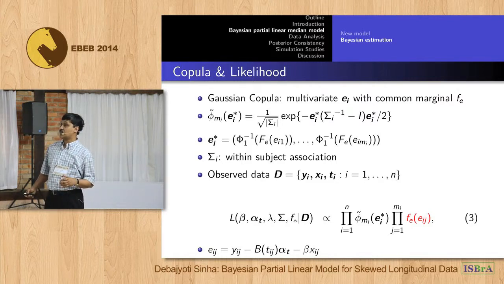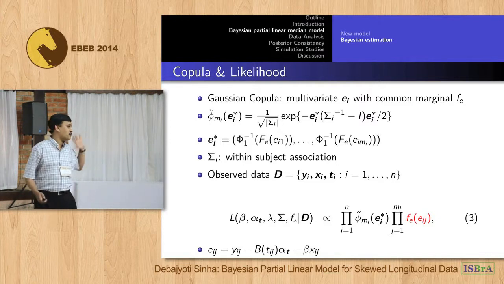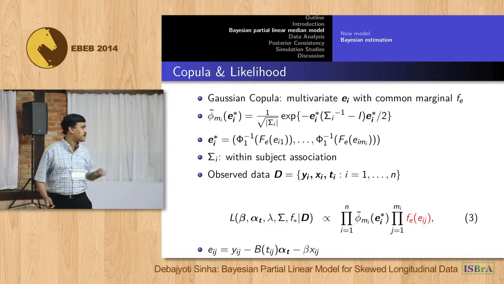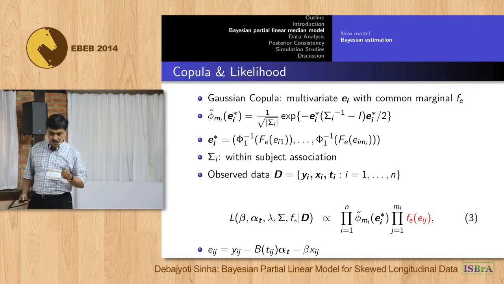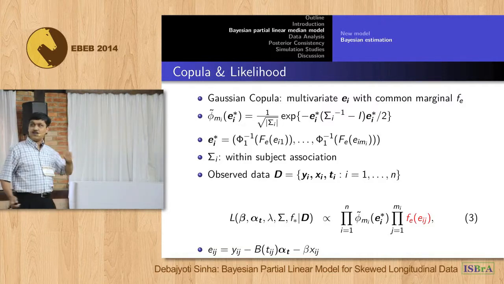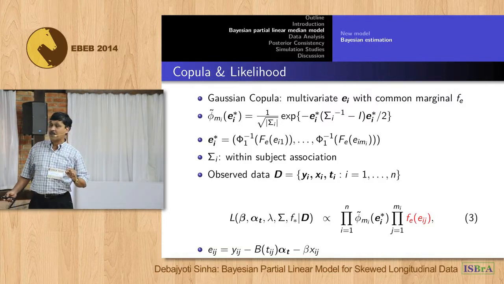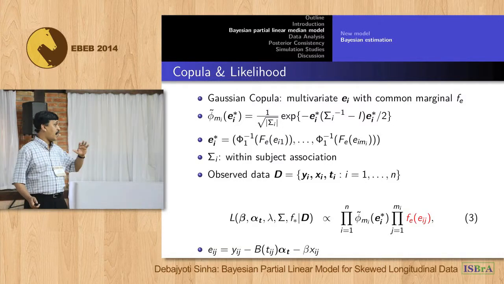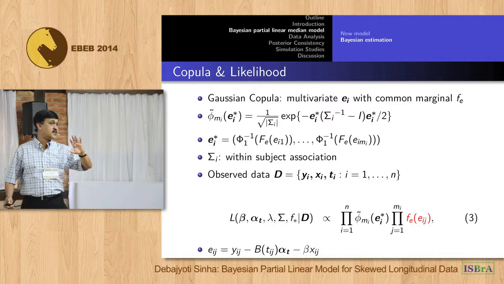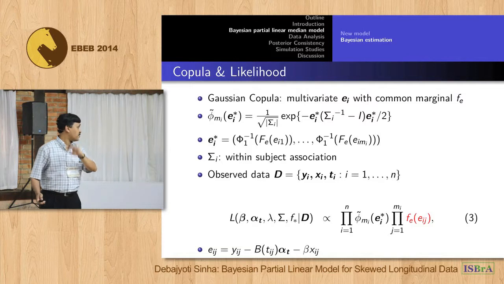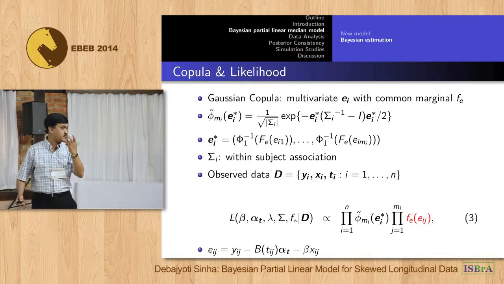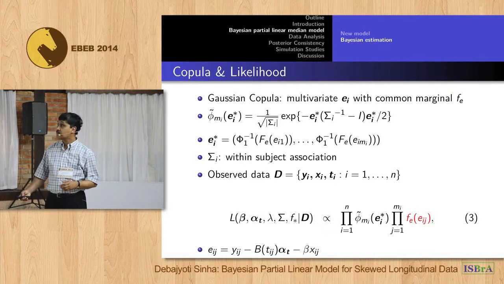So you can write down the observed data like this. Don't worry about how it looks a mess, that's okay. It's actually not so difficult. And sigma I is the within-subject association of the copula. Keep in mind that this depends on subject. So the advantage there is that we can assume not all subjects have the same association structure. We'll show later how they can have a different association structure. So that's the flexibility of the copula model.